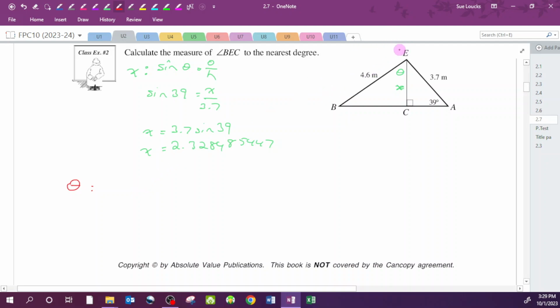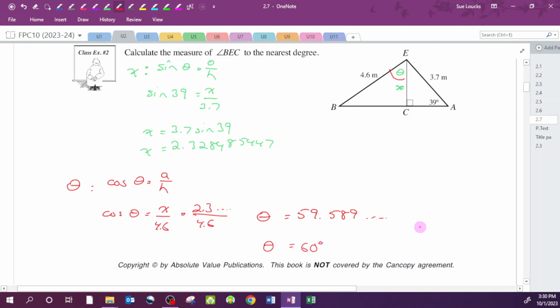So looking at the BEC triangle, I now have, if this is my angle of interest, my adjacent and my hypotenuse. So I'm looking at cosine. Cos theta is adjacent over hypotenuse. So cos theta is x over 4.6, which equals 2.3 over 4.6. And I get theta equals 59.589 to the nearest degree. Theta equals 60 degrees. So the best answer is angle BEC equals 60 degrees. And there we go.